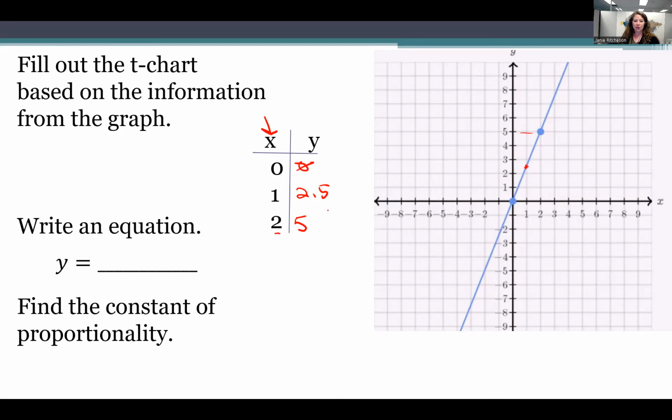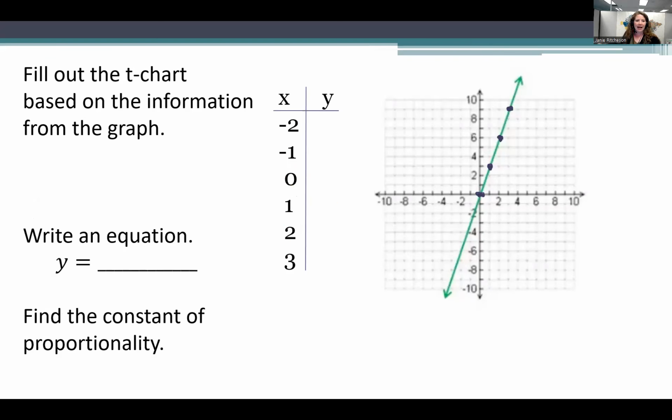So write an equation using our unit rate, or our constant of proportionality. When X is 1, the Y value is our constant of proportionality. So 2.5 times X. And that's true because we know when X is 2, 2.5 times 2 is definitely going to be 5, right? And 0 times 2.5 is also 0. So what is the constant of proportionality? The answer is 2.5.